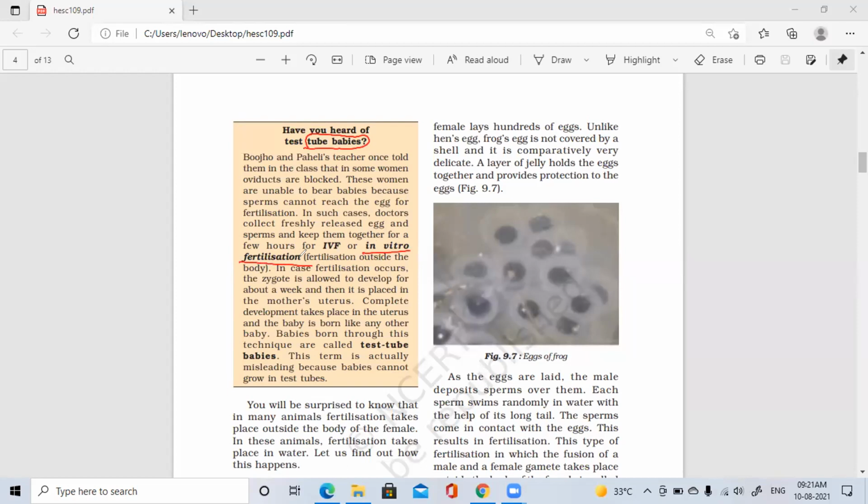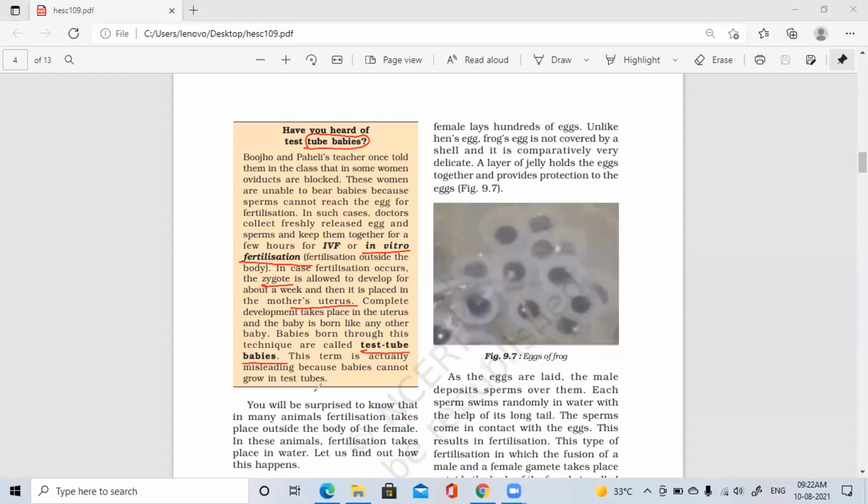Doctors collect the freshly released egg and sperm and keep them together for a few hours. Then the fertilization takes place. If fertilization takes place, what will form? Zygote. The zygote will be allowed to develop for about a week. Then it is placed in the mother's uterus. Then the complete development takes place in the uterus and the baby is born like any other baby.